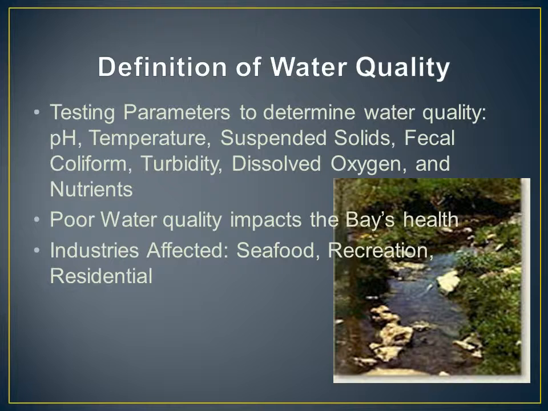Most importantly are the nutrients, nitrogen and phosphorus, which have major impacts on the bay. These nutrients can impact the bay by creating dead zones with little or no oxygen and also create algal blooms. These effects can have devastating impacts on the various industries relying on the health of the bay. These drastic effects will also hurt seafood, recreational, and residential industries.